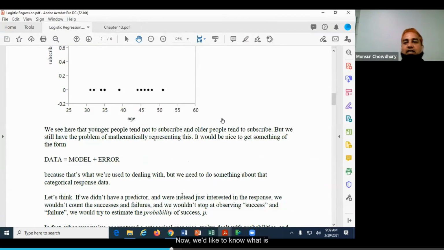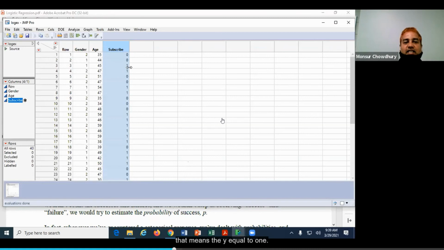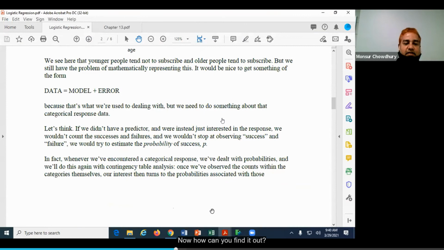Now we would like to know what is the chance that the people will subscribe. That means the probability that the person will subscribe to a newspaper. So here the probability that the person will subscribe to a newspaper means y equal to 1. 1 means they will subscribe to a newspaper. 0 means they will not subscribe to a newspaper. Okay. Now how can we find it out?